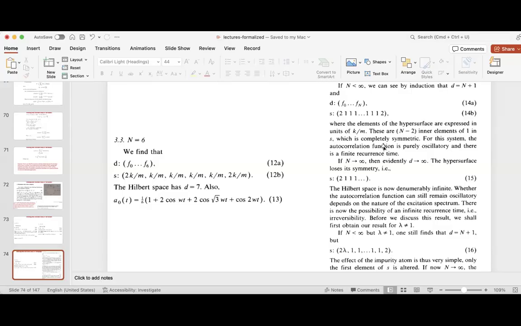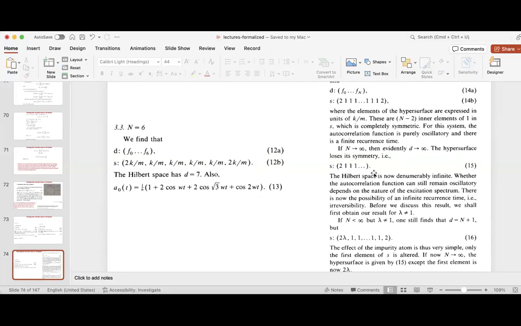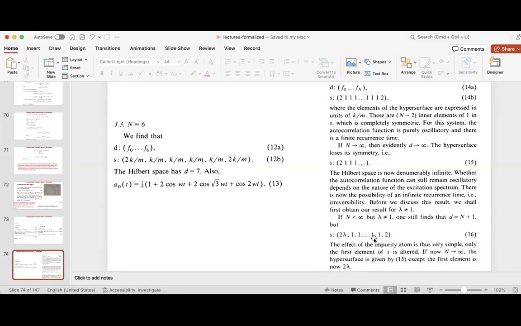And for a pristine system, you end up getting a pattern of deltas, like 2 times a constant, and everything else is 1. And then when it closes up, it's a 2. So if it's infinite, you never get to this 2. You keep on getting the 2, 1, 1, 1, 1, 1 forever. And then if you have a single impurity, then you have 2 lambda, 1, 1, 1, 1, 1, 1 all the way to 2. And here also, if you have n going to infinity, it's 2 lambda and everything else is 1.